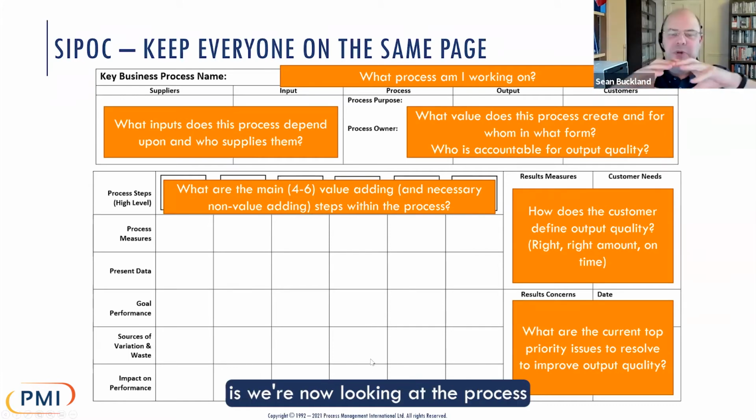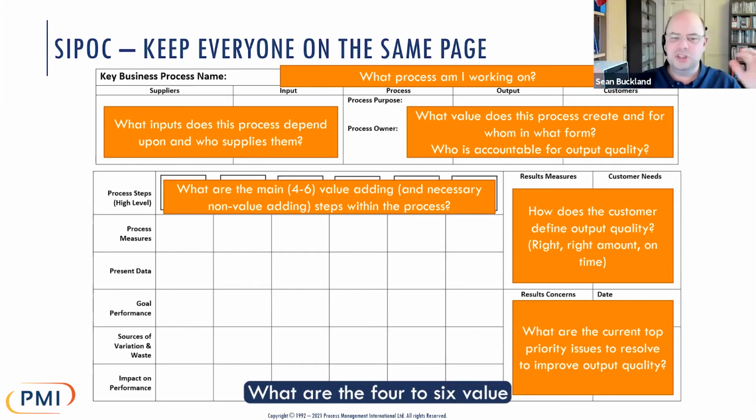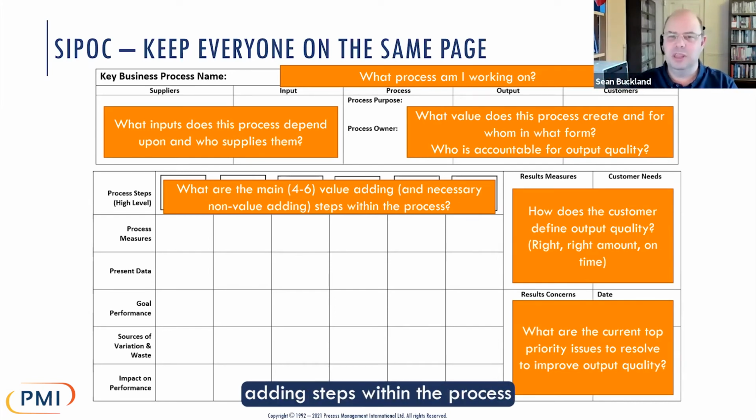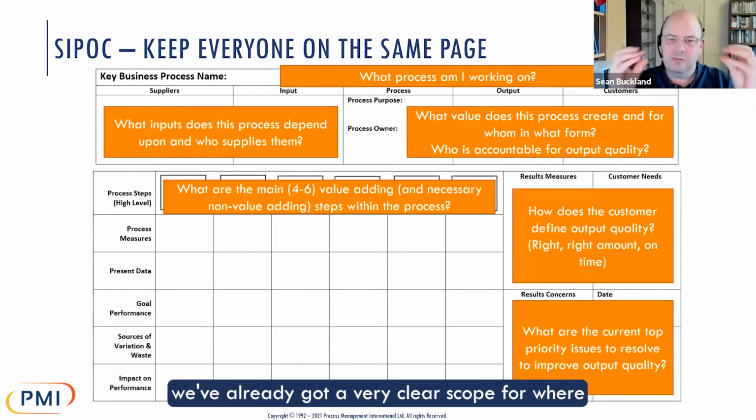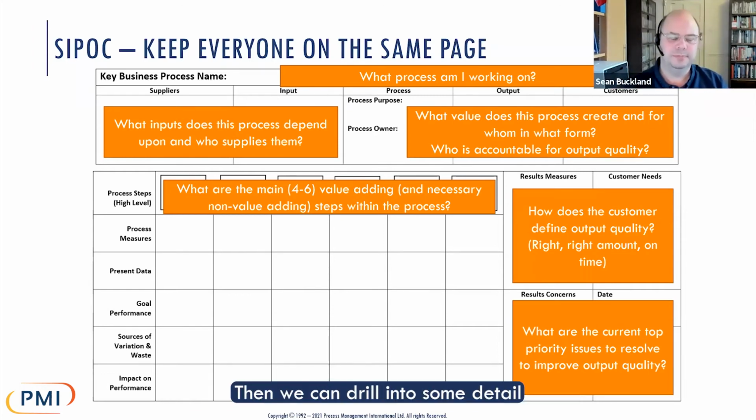Then what we're doing is we're now looking at the process in a very, very high level way. What are the 4 to 6 value adding steps within that bit of the process? And it may be useful to include some of the necessary non-value add steps like collect stores from warehouse or something like that. But the crucial thing here is, if we can agree as a team what the main value adding steps are, then as a matter of fact, we've already got a very clear scope for where we're trying to make our improvements happen.